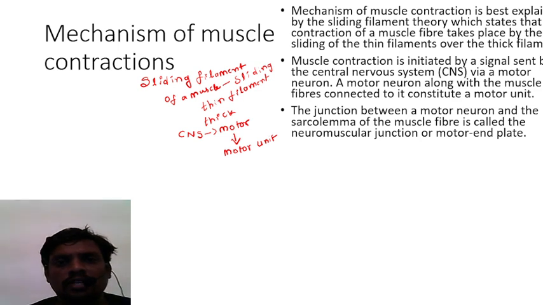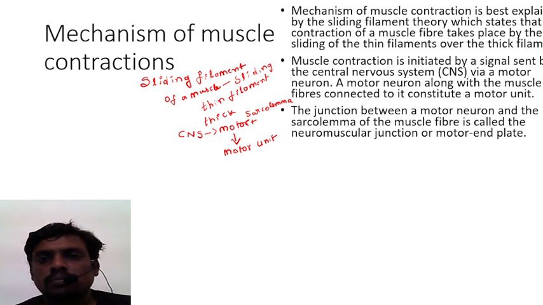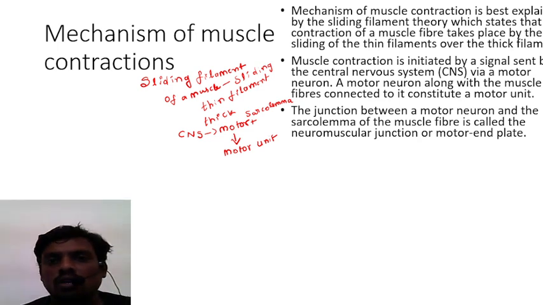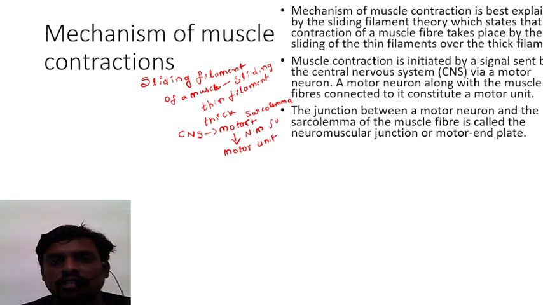The junction between the motor nerve and the sarcolemma. You know very well about sarcolemma, right? Plasma membrane of the muscle fiber is called sarcolemma. The junction between motor neuron and sarcolemma is called neuromuscular junction. In shortcut I wrote there neuromuscular junction.